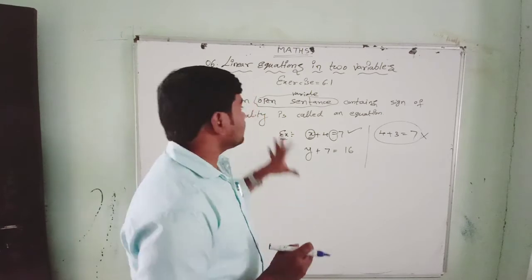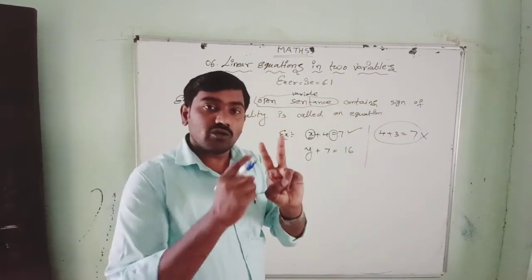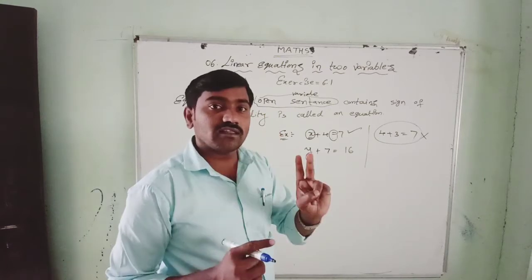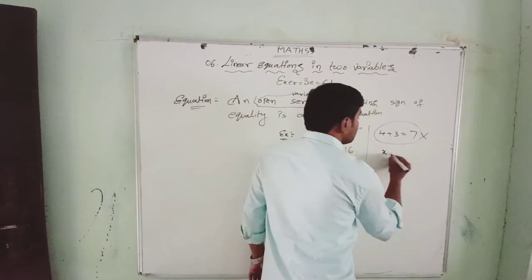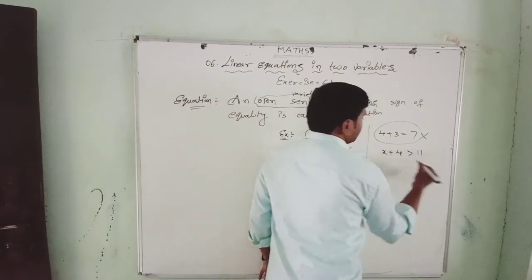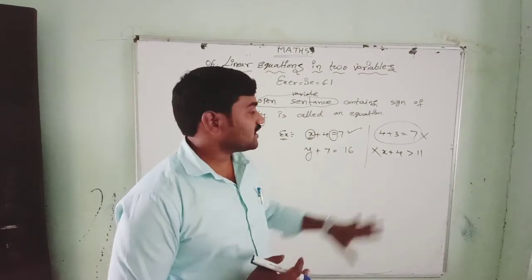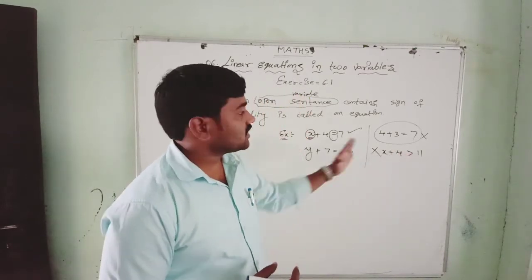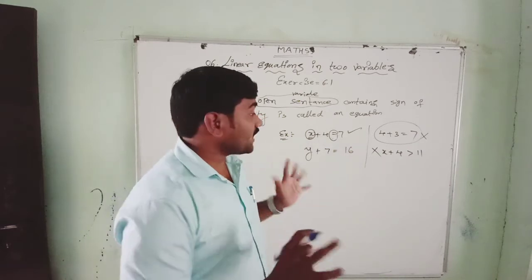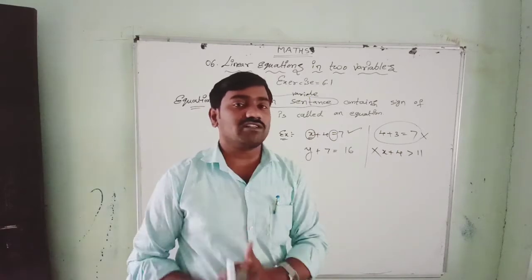But we have to see whether there is an open sentence or not, an equal symbol or not. If both an open sentence and an equal symbol are there, then it's called an equation. Otherwise, it is not an equation. See, suppose x plus 4 is greater than 11. It is also not an equation because there is a variable, an open sentence, but no equal symbol. So try to understand the meaning of equation. There should be an open sentence and there should be an equal symbol.